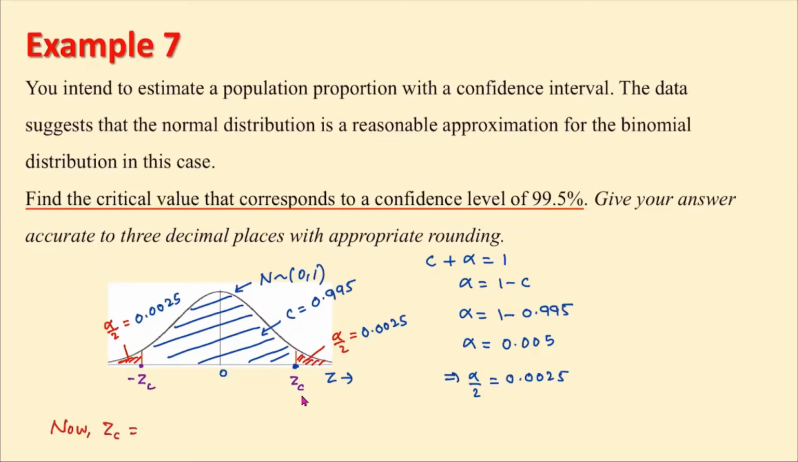We use inverse normal in our calculator. Inverse normal. Okay. Now, first we need the area to the left. So the area to the left of Z critical here is this value, 0.9950 plus 0.0025. So if you add those two values, you get the total area on the left.